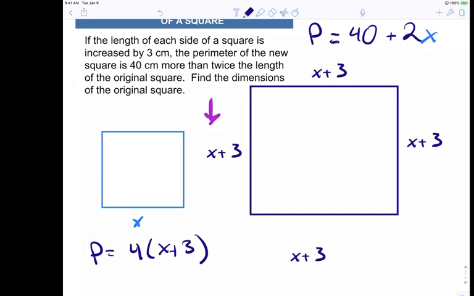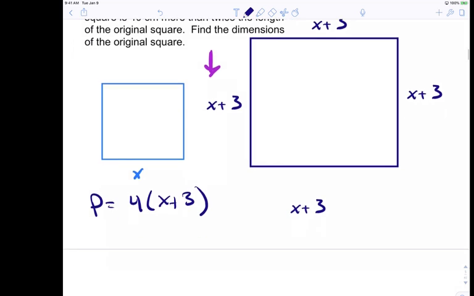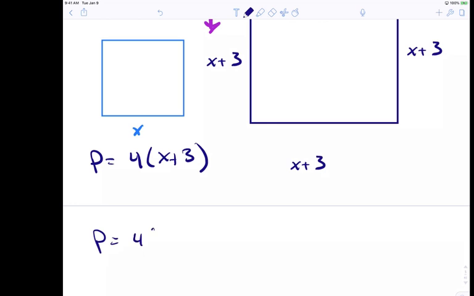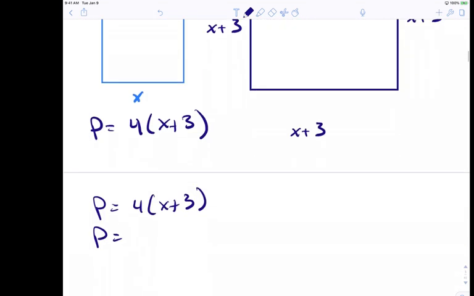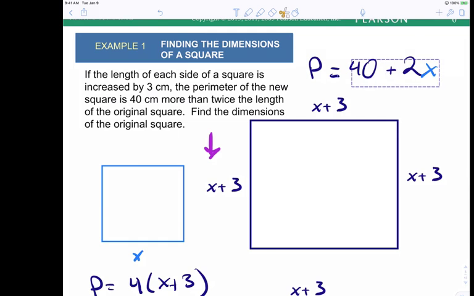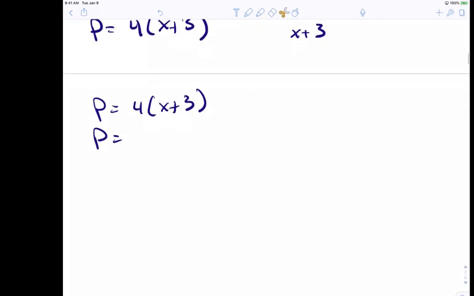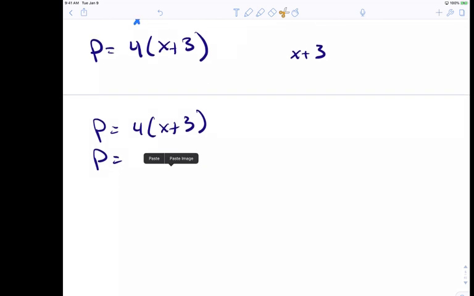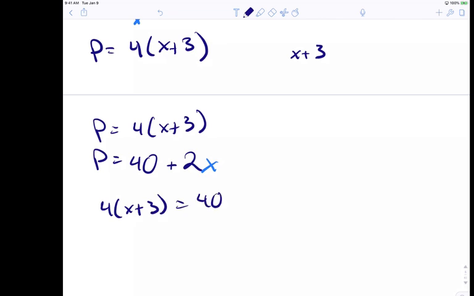So now let's put these 2 ideas together. We have that the perimeter is 4 times x plus 3, but we also have that the perimeter of the new square is 40 plus 2x. Let me copy this. Paste. So then what can we do with these 2 equations? You put one on each side. Yeah, we set them equal to each other. So it should be the case that 4 times x plus 3 equals 40 plus 2x. Now, at this point, we have 1 equation, 1 unknown. Now we can solve. You should be able to take it from here.